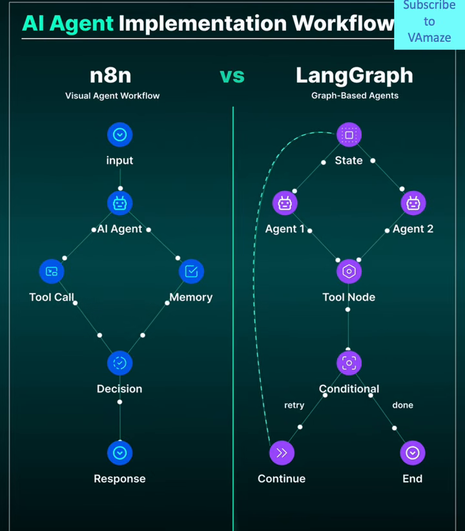Ultimately, both approaches let you integrate AI reasoning with external tools and memory, but n8n emphasizes a straightforward drag-and-drop flow, while LangGraph emphasizes an explicit node and edge graph that can loop until a condition is satisfied.